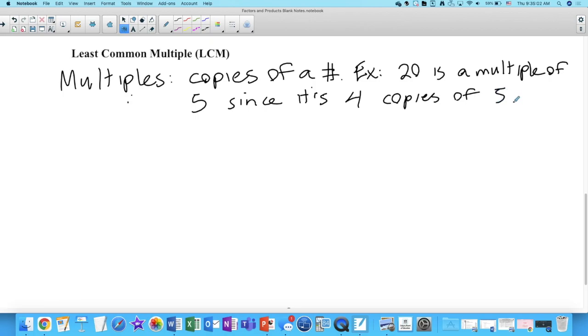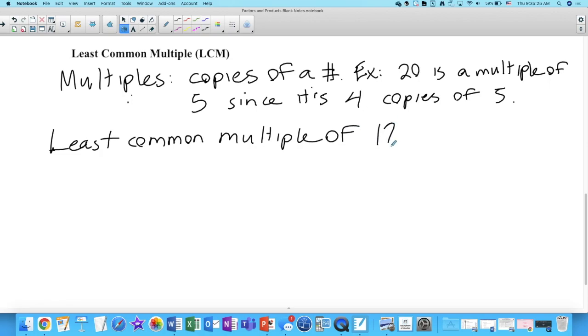Least common multiple between several numbers. So let's say I'm looking for the least common multiple of, I was going to say 18 and 45, because that's what we did for the greatest common factor, right? Least common multiple of 18 and 45. And this is probably one that's a little harder to do in your head, okay?